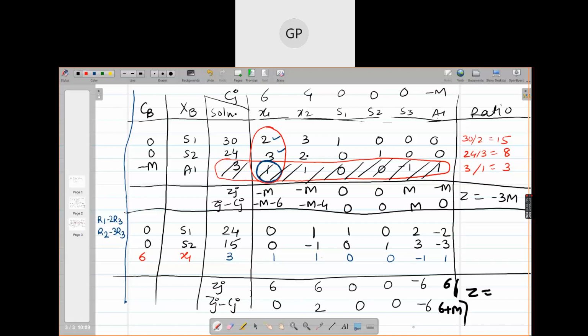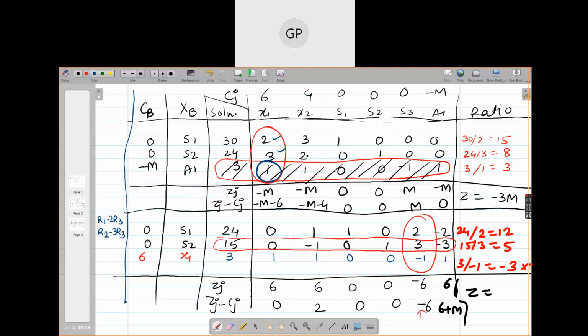So which one has the most negative value? Minus 6. Only one is there. So this is my pivot column. Now pivot row. 24 divided by 2 is 12. 15 divided by 3 is 5. And 3 divided by minus 1 is minus 3, which is to be ignored. We cannot consider this. So the minimum ratio is 5. This is my pivot row.